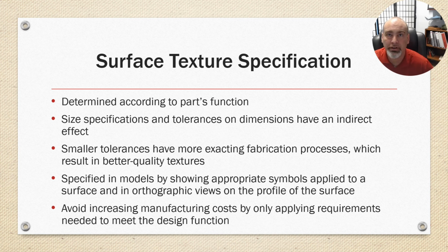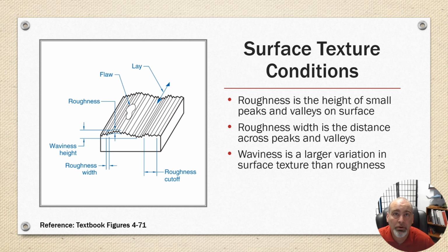So, the surface texture conditions. Roughness is the height of the small peaks and valleys on a surface. The roughness width is the distance across the peaks and valleys. Waviness is a larger variation of surface texture than roughness.